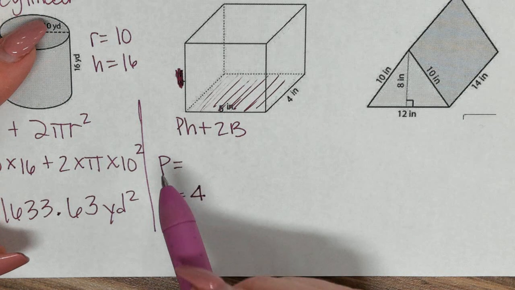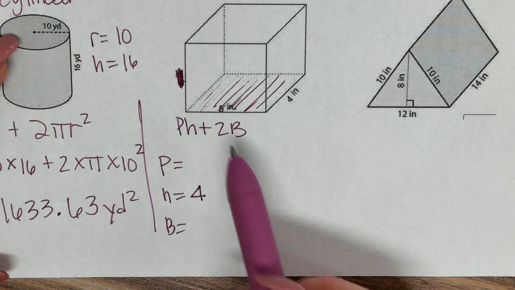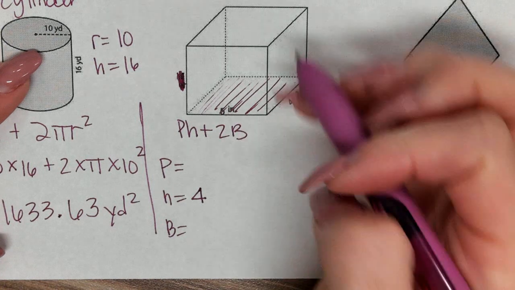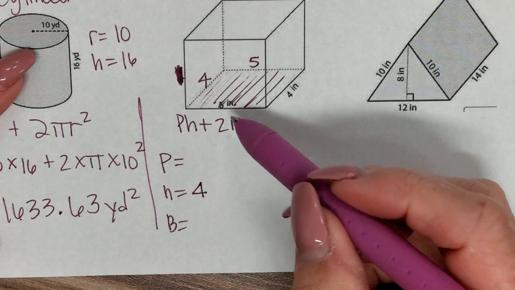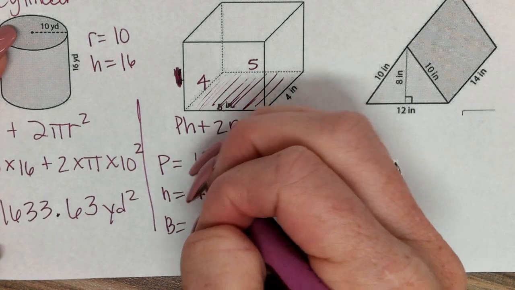What does P stand for? Perimeter of the... How many sides does this base have? So you have to add 4 sides. So if this is 5, what's this? If this is 4, this is... So I'm doing 5 plus 5 plus 4 plus 4, which is 18.